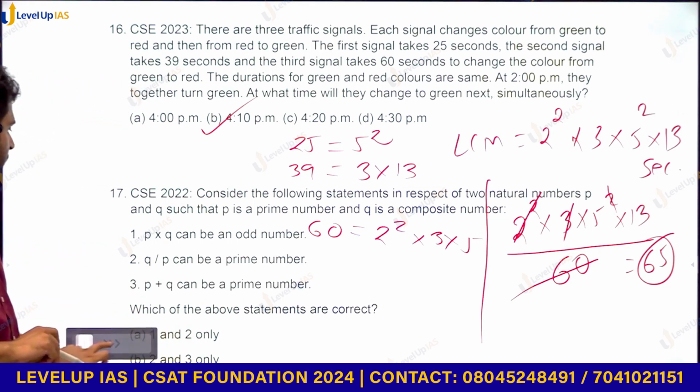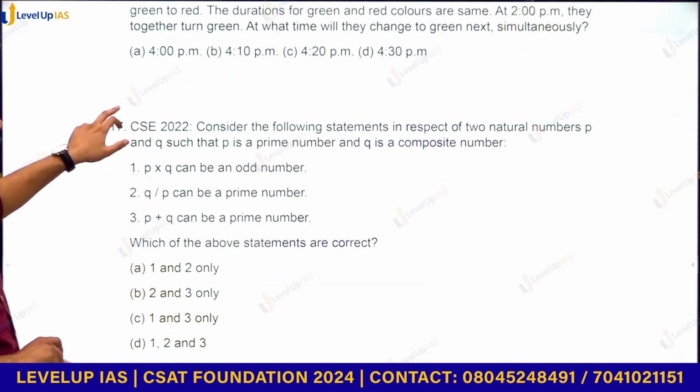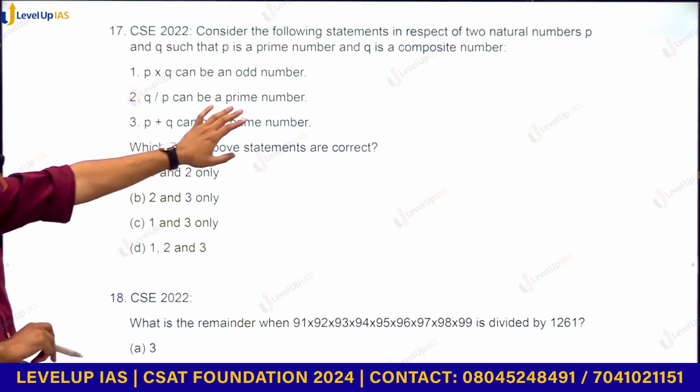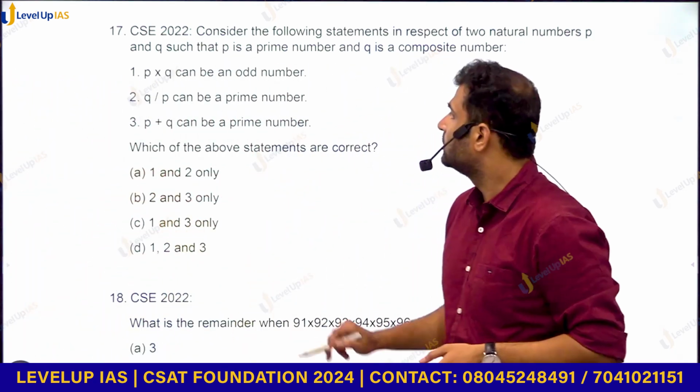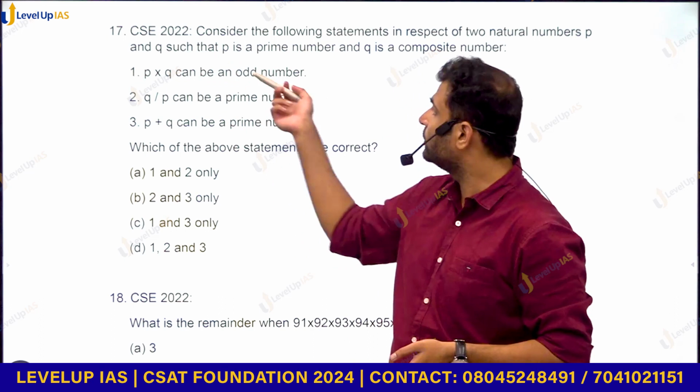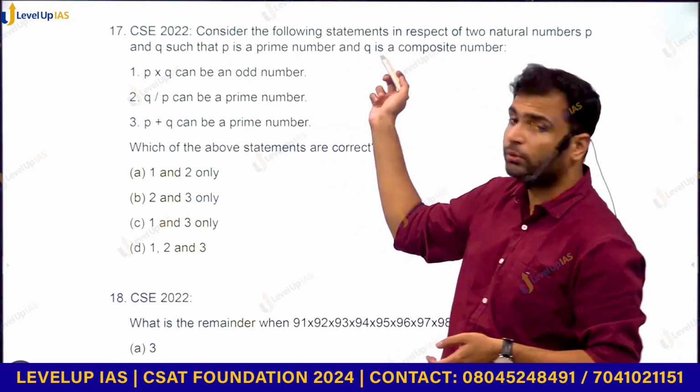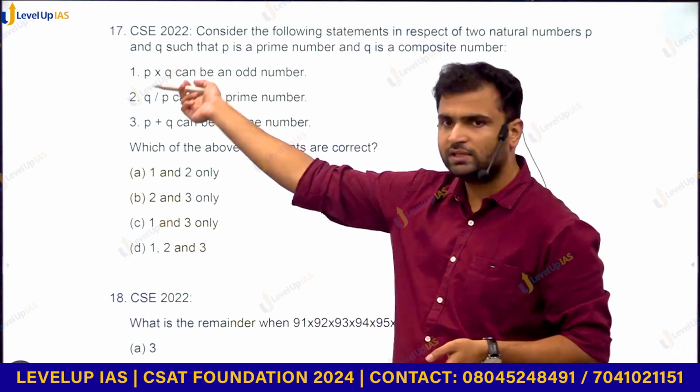Now this is what I was telling you. This is a 2022 question, exactly the same as this year's question. The first statement is the same: you can see P into Q is an odd number. Here P is a prime number and Q is a composite number. Can it be an odd number? Yes, we have just seen.